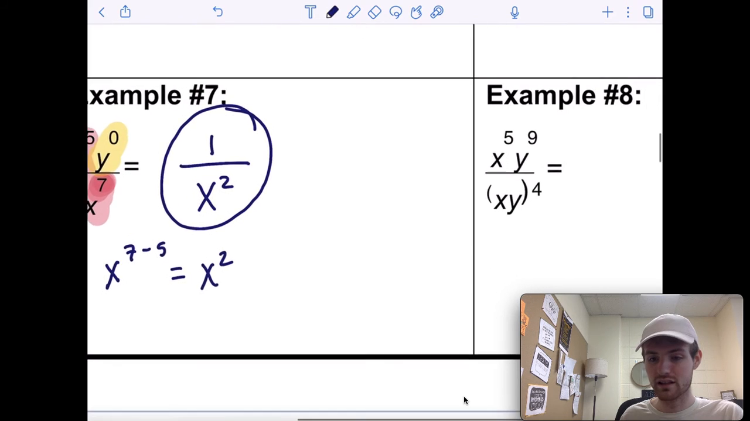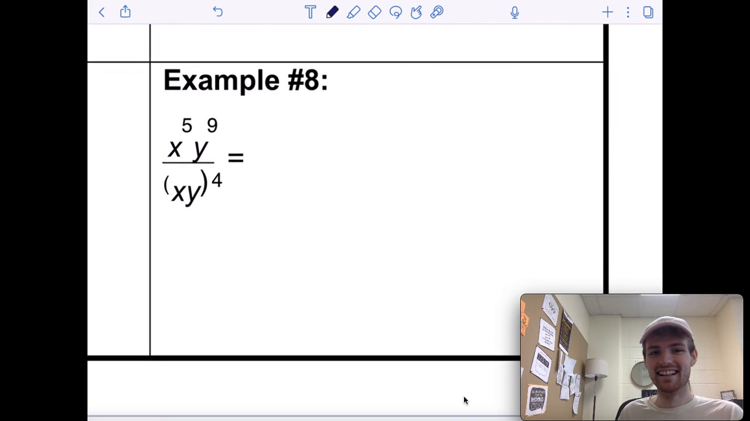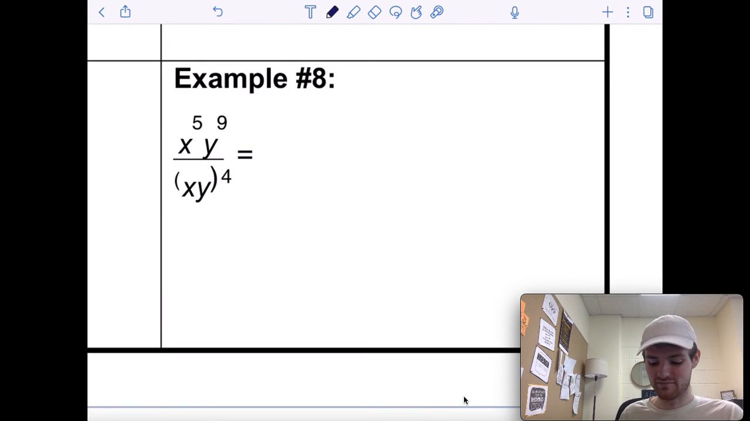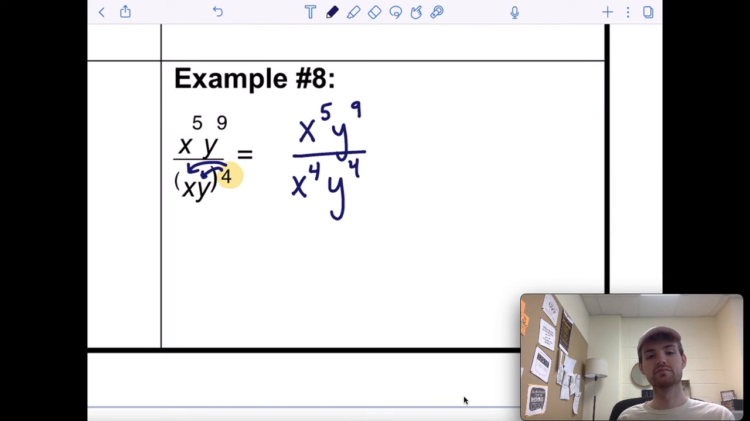Last example, and then you're on your own. Here we go. The first thing we need to do is distribute this 4 to each of those bases in the parentheses. When I do that, I'm going to get this. Now that I've done that, we can take it base by base.